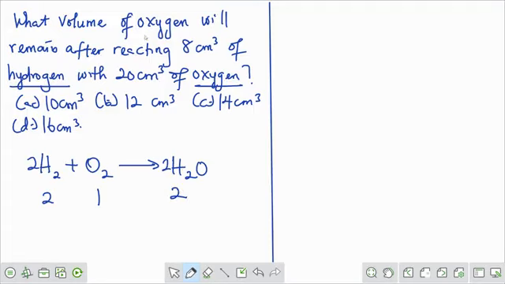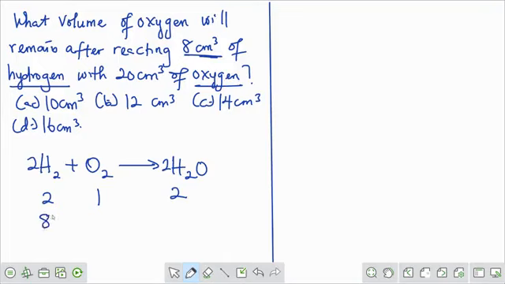They now said what volume of oxygen will remain after reacting 8 cm cube of hydrogen with 20 cm cube of oxygen. Whenever you are doing something like this, you use the one that is easier for you. They said we have 8 cm cube of hydrogen, which is lower than 20 cm cube of oxygen, so we will be using 8 cm cube of hydrogen.